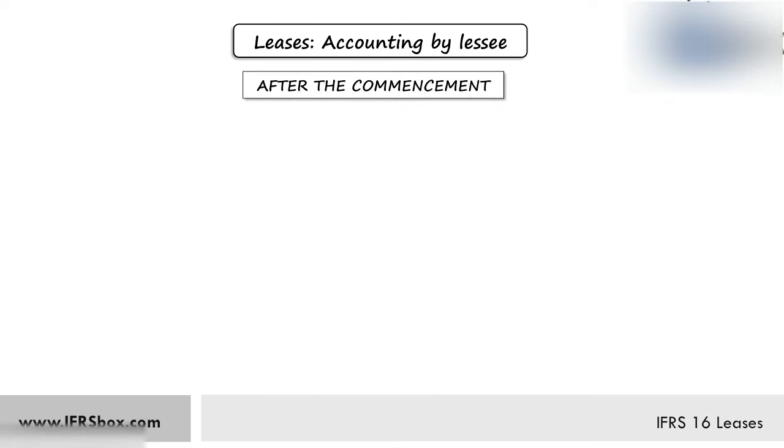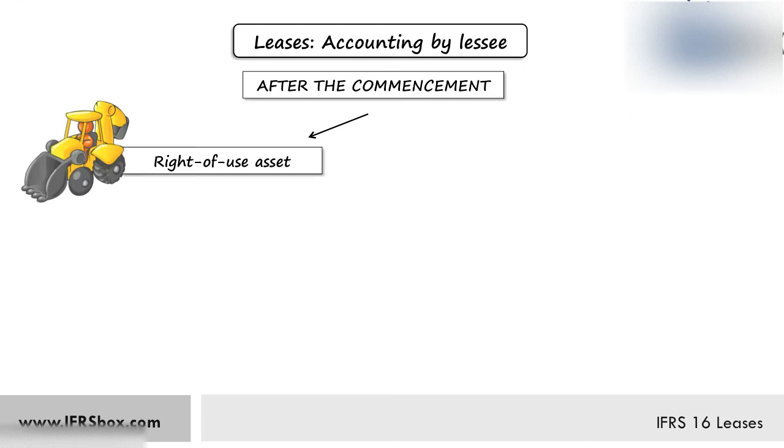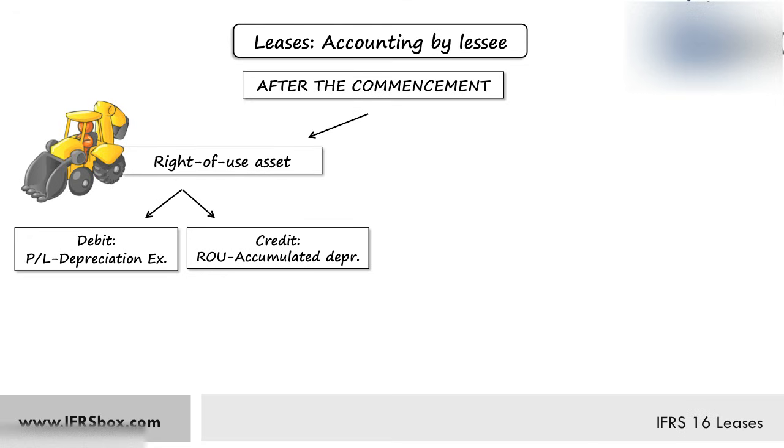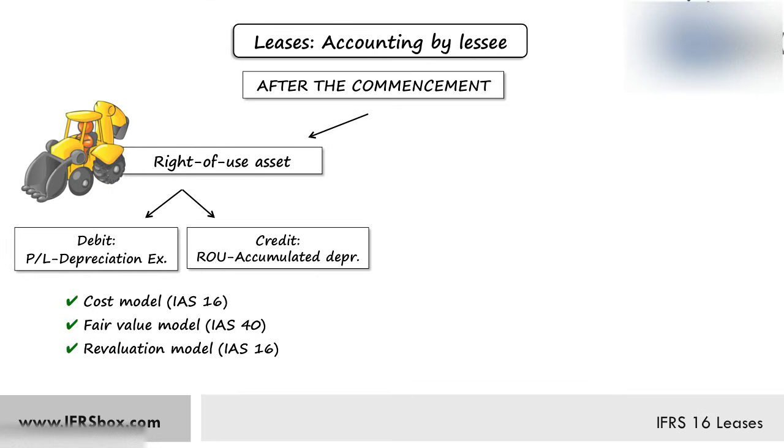Subsequently, after the commencement of the lease, lessee needs to take care of the right of use asset, and here the most common journal entry is to debit depreciation expense in profit or loss and credit right of use asset accumulated depreciation account. Well, this is the application of a cost model under IAS 16. But you can also apply fair value model under IAS 40 or revaluation model under IAS 16 depending on what you apply for your PPE and investment property and what your right of use asset is. Don't forget about impairment testing under IAS 36.